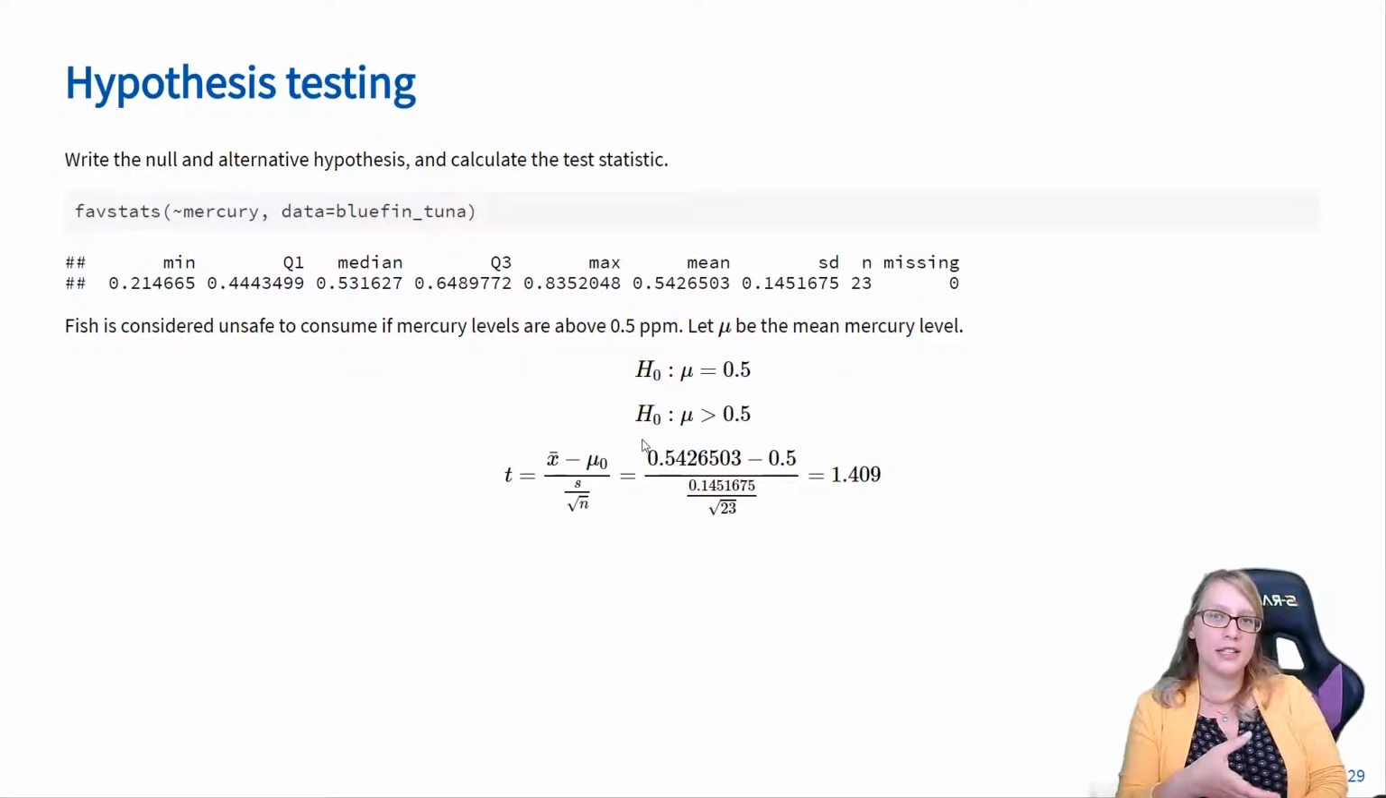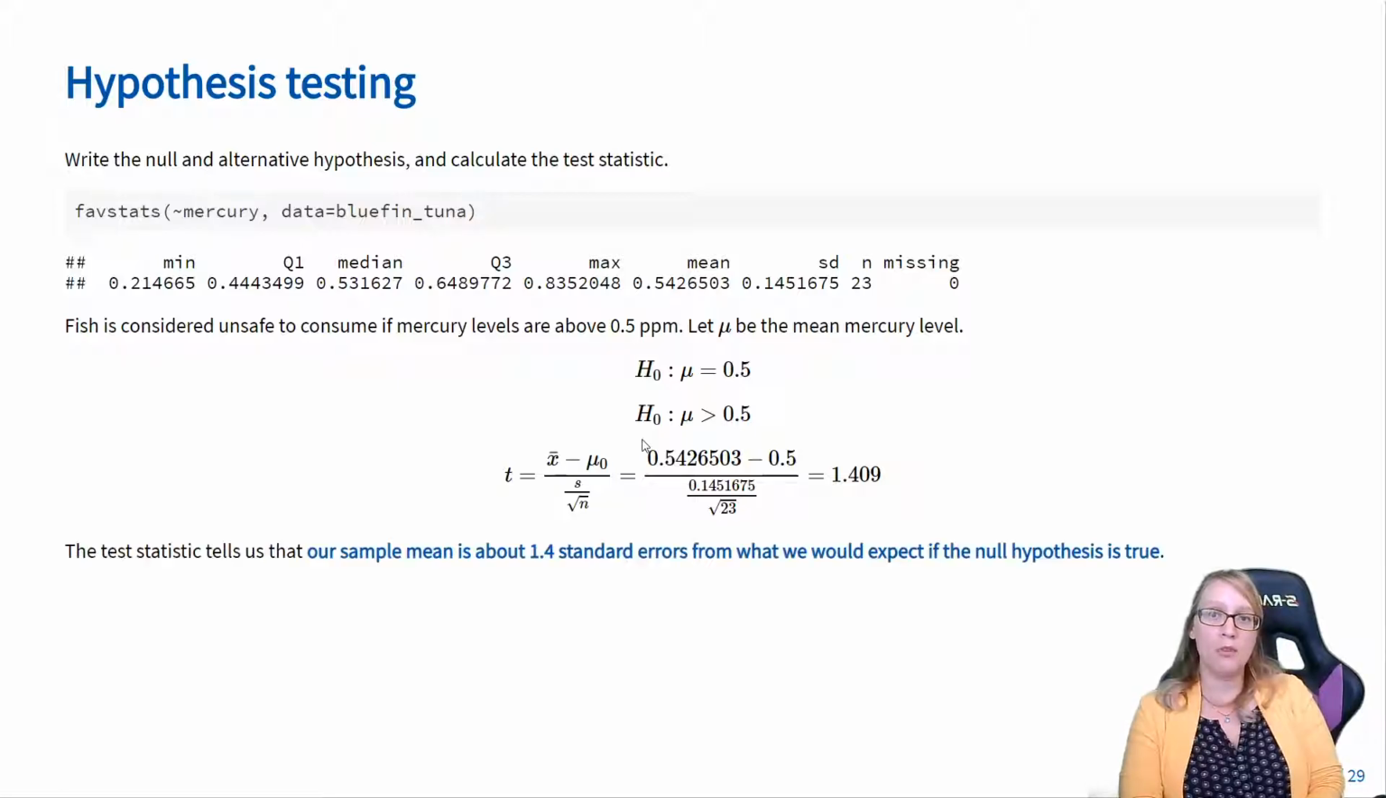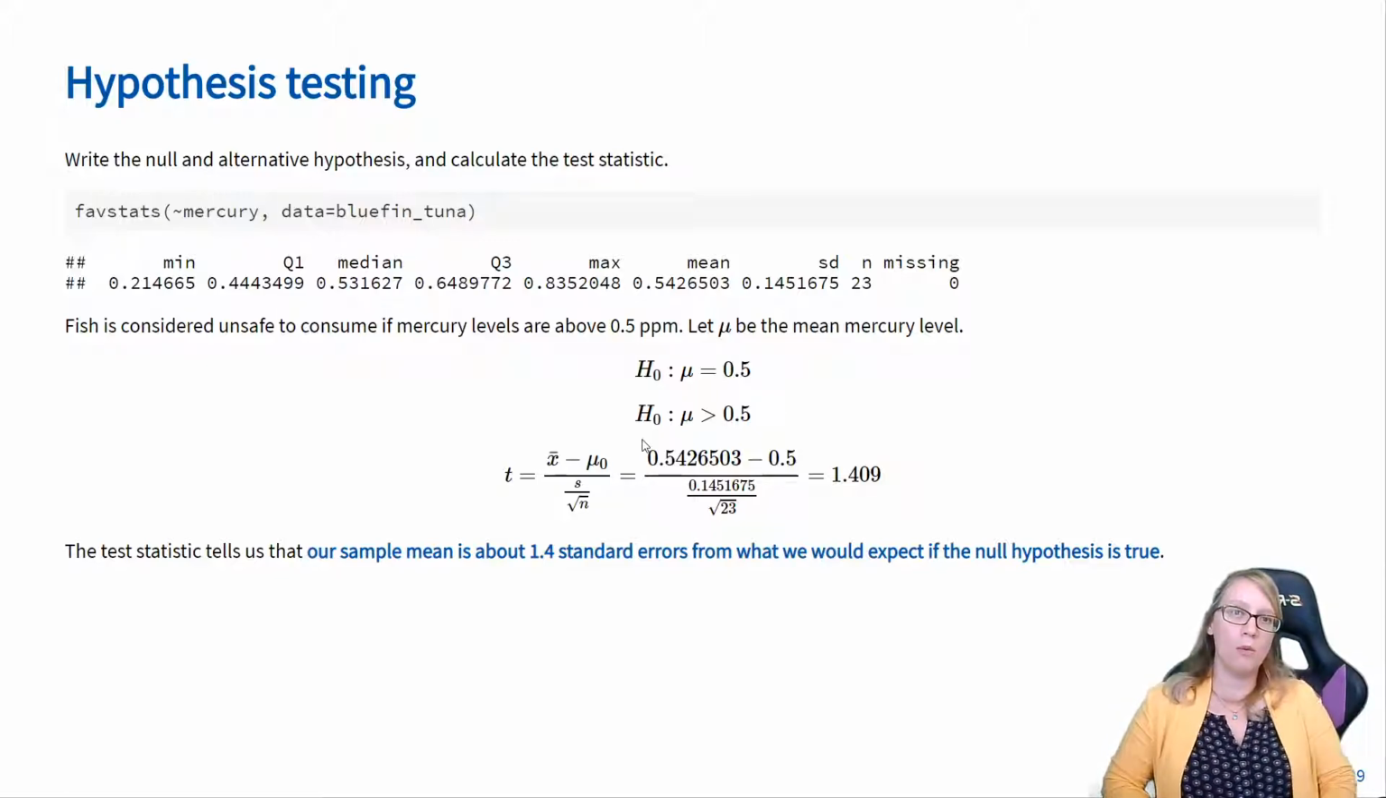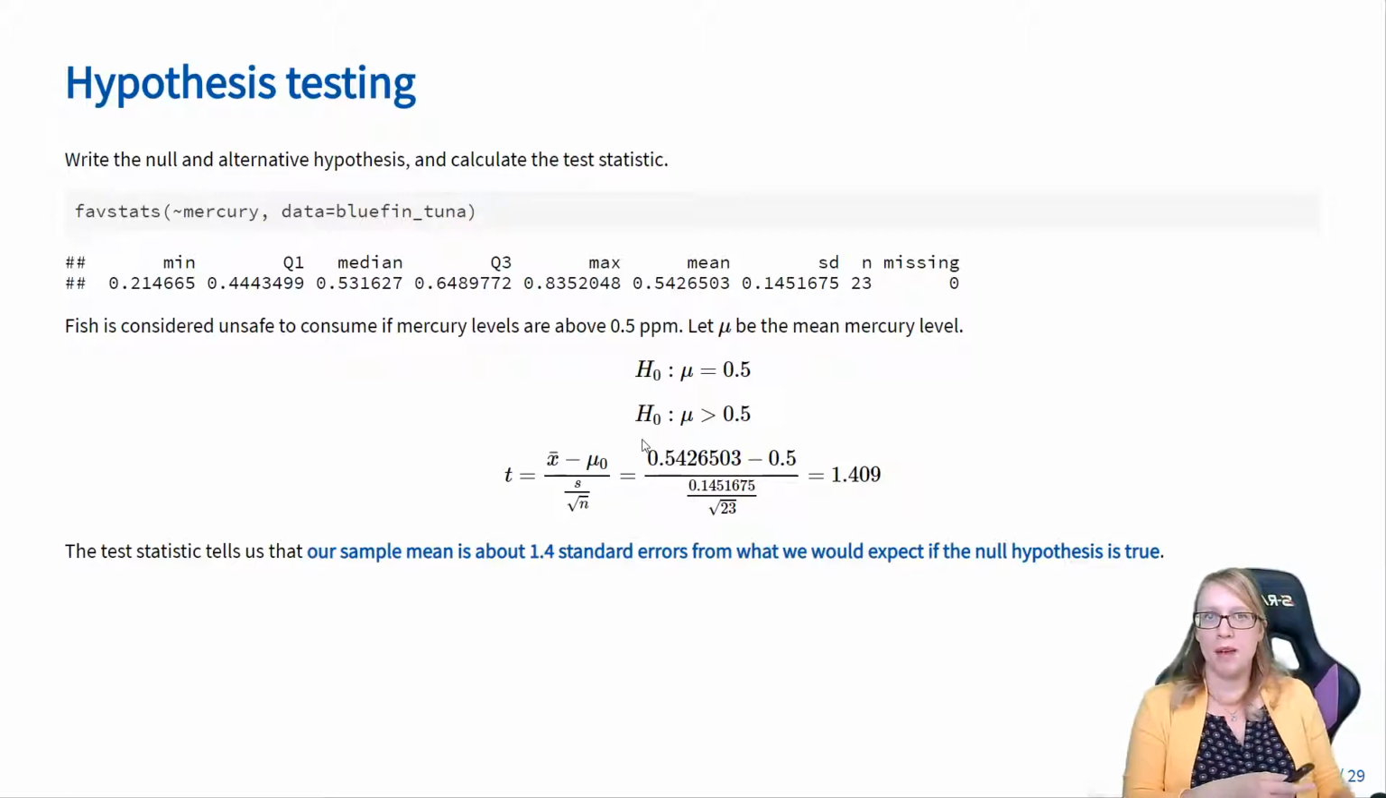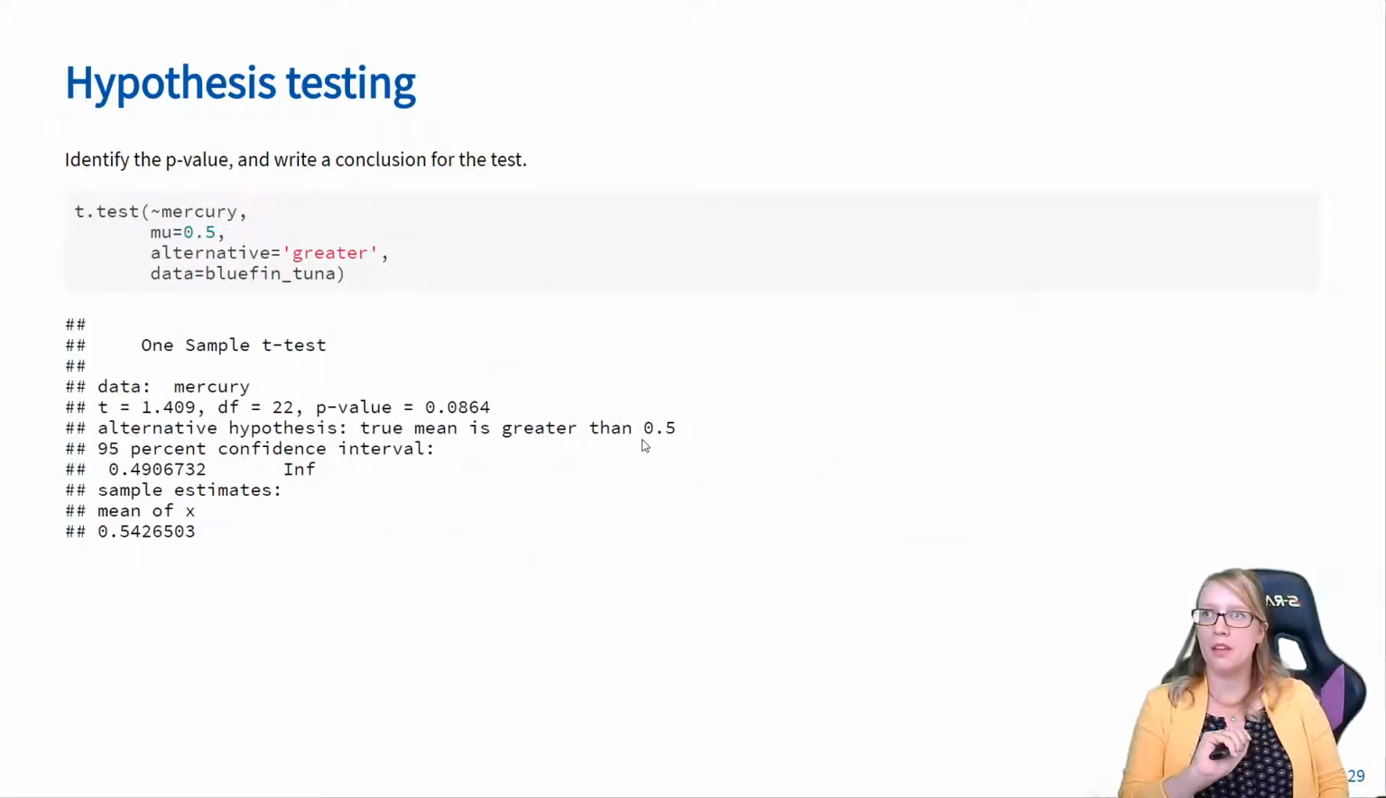We'll calculate our test statistic, and we'll do so just like we did in the previous example. We get a test statistic of 1.49. So this means that our sample mean is about 1.4 standard errors away from what we would expect if the null hypothesis is true. So it's certainly above what we would expect to get, but it's not that far above. Remember, about 2 standard deviations or 2 standard errors is when those red flags start to go up.